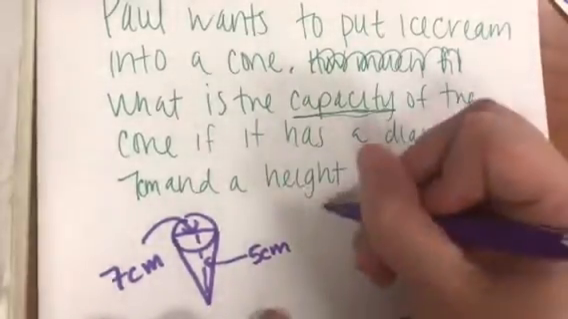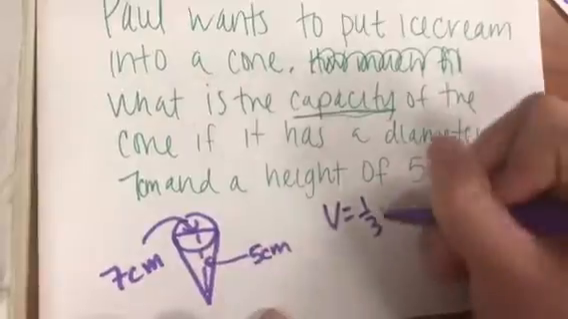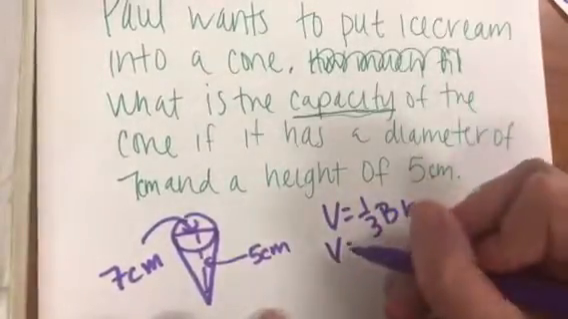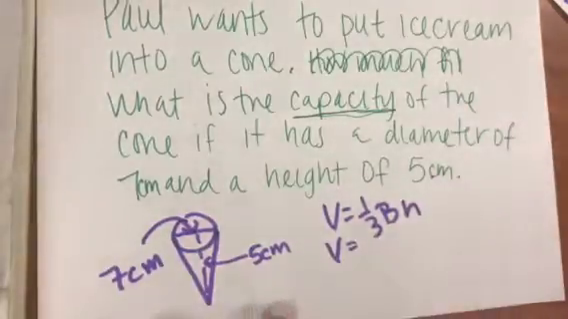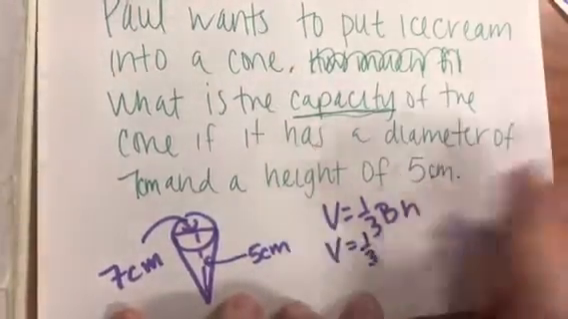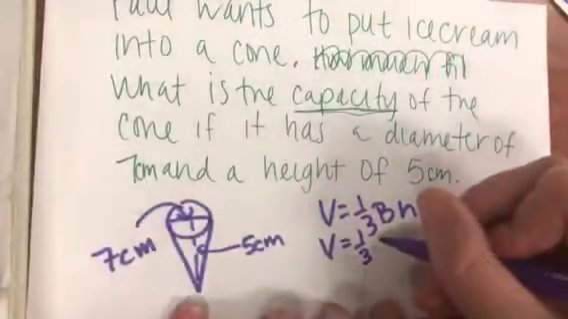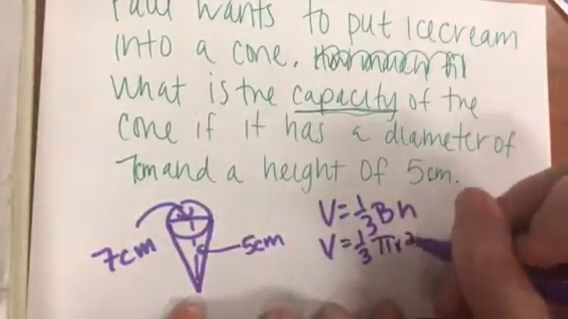Now, we were doing volume equals 1/3 the area of the base times the height. What was the B stand for again? Area of the base. So we've got 1/3 times the area of the base. How do we find the area of a circle? It's a circle, so we're going to do pi r squared.